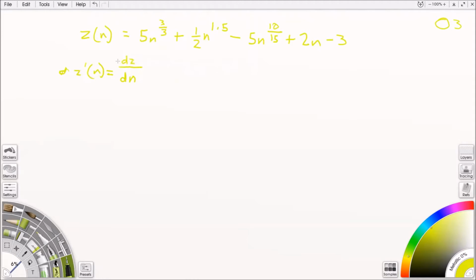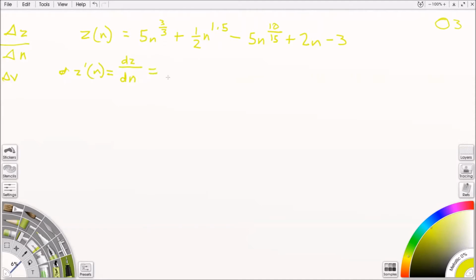So our dependent variable comes on the top, independent goes on the bottom, and what this is saying is, especially in physics you'd be familiar with this, d represents the change. It could almost be read as the change in z over the change in n, just as acceleration is known as the change in velocity. But yeah, so dz over dn.